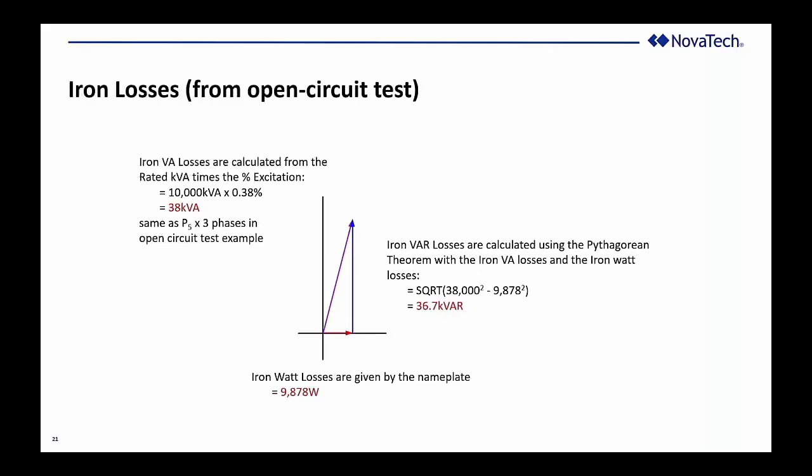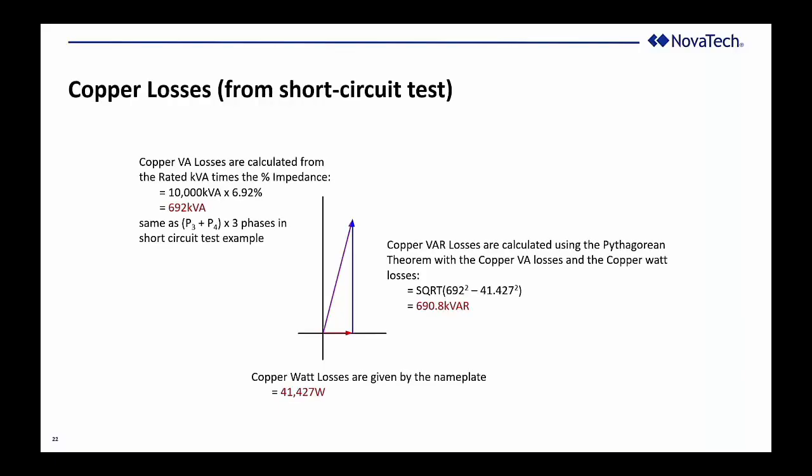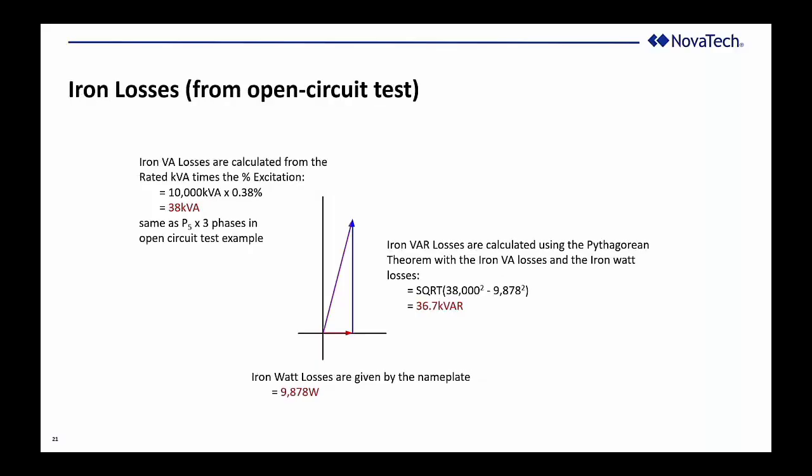So in the one case, it's 10,000 kVA times 0.38%, which is 38 kVA. And in the case of the copper losses, winding losses is 10,000 kVA times 6.92%. So that's 692 kVA. This gives us two sides of the power triangle. So we're able to derive the watt losses, the VAR losses, by solving for the perpendicular component, which is done just by applying Pythagorean theorem to the VA losses and the watt losses.